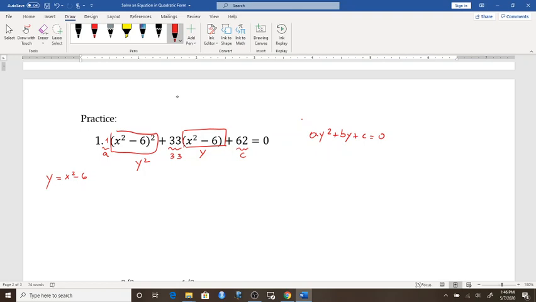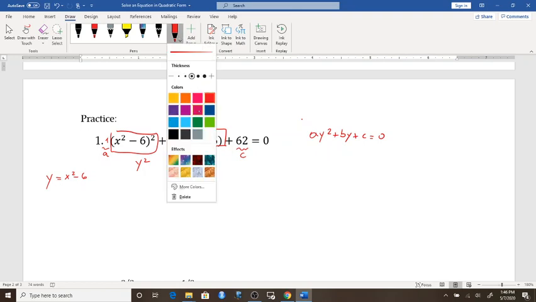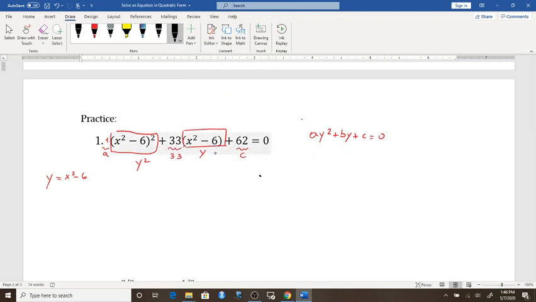How many solutions do we expect from here? That's a question you should ask yourself. We expect to get up to 4 solutions, because we have an x squared and this is raised to the power of 2. So again, we have a 4th degree polynomial. Now, in terms of y, I can write this as y squared plus 33y plus 62 equal to 0. Can we factor this? Can we find two numbers whose product is 62 and whose sum is 33?